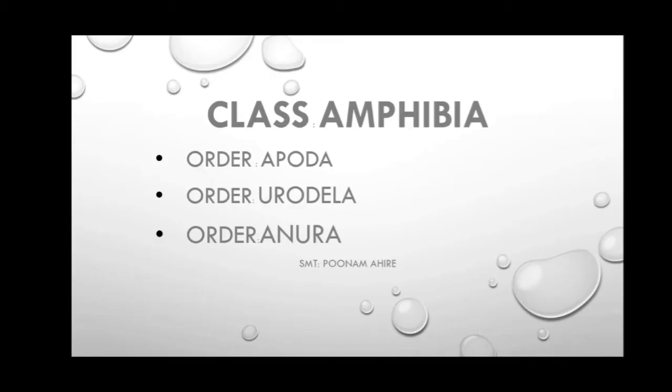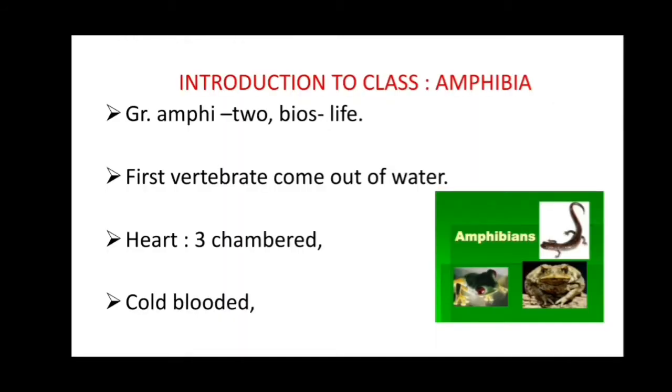Amphibia. In this lecture, we are going to introduce the class Amphibia, and we are going to study the characteristics of order Apoda, Urodela, and Anura. Introduction to class Amphibia: Amphi means two, bios means life. As we know, amphibians live in fresh water and on land.